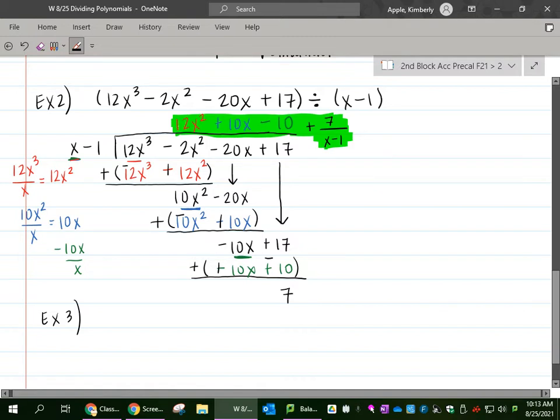Negative 10 because I divided x into negative 10x. So negative 10x divided by x is just negative 10. Yeah, the x would cancel here. So it's just a negative 10. And we would expect that.